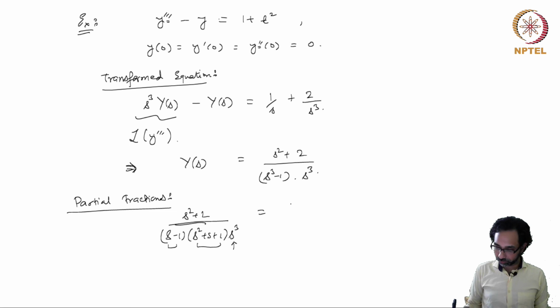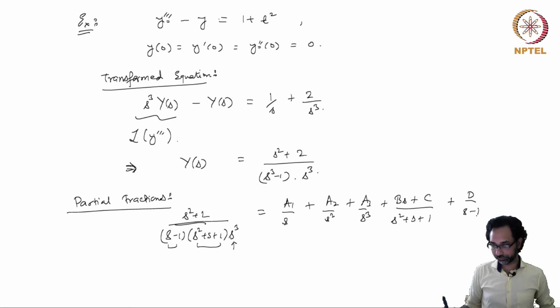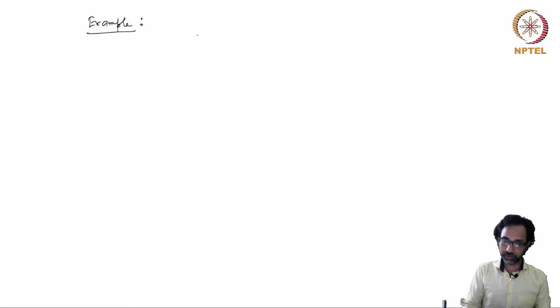So we will have a1 over s plus a2 over s^2, and the third one is a3 over s^3. Then you have for the quadratic factor (b s + c) over (s^2 + s + 1), and then you have the linear factor d over (s - 1). So let us see an example which illustrates this method.